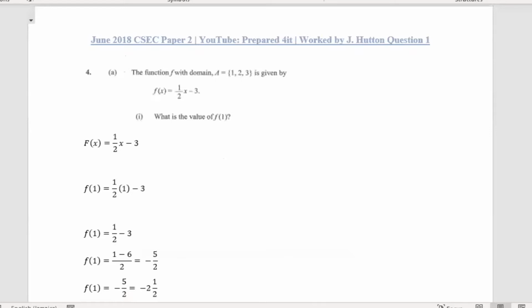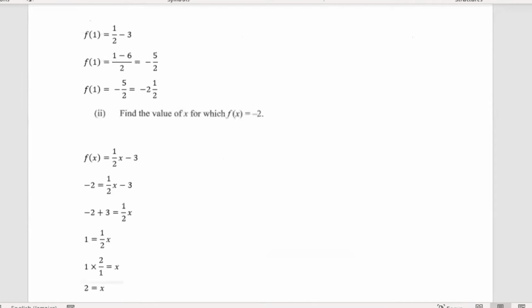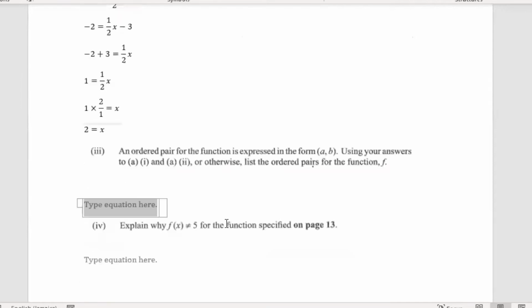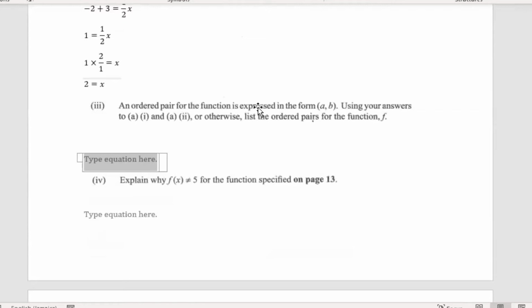So when x is 1, what was the value for y? When x is 2, what is the value for y? When x is 3, what is the value for y? So that is what you're doing for the ordered pairs here. If you remember in part A1, when x was 1, because that is what we worked in part A1, it said to find out f of 1, when x is 1, f of x had worked out to be -2.5.